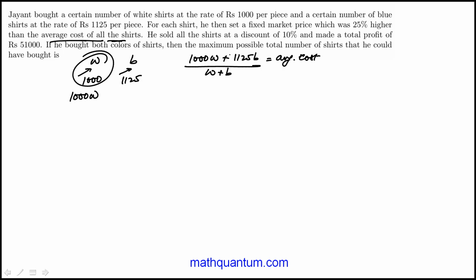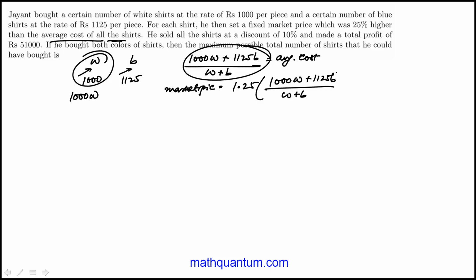cost. And then the market price is 25% higher than the average cost, which means market price would be a multiplier of 1.25 times that. So that's this piece here. And then he sold all the shirts at a discount of 10%, which means that the selling price would be then this times 0.9. So that's the selling price of each shirt. Now, they tell us that he made a total profit of 51,000.